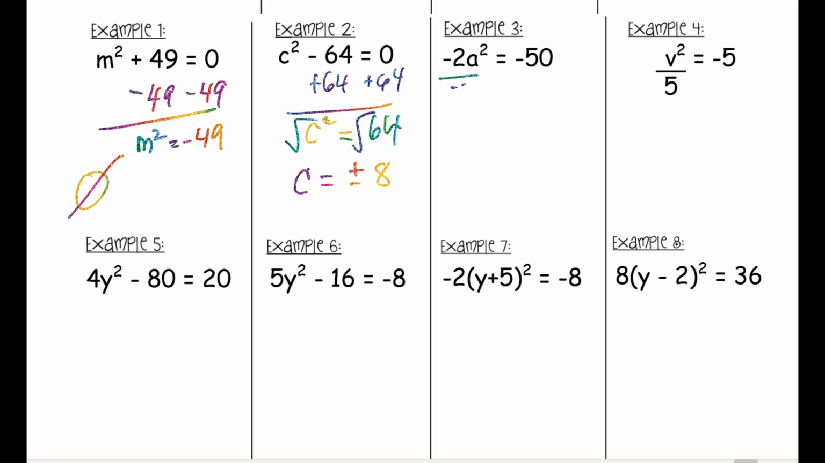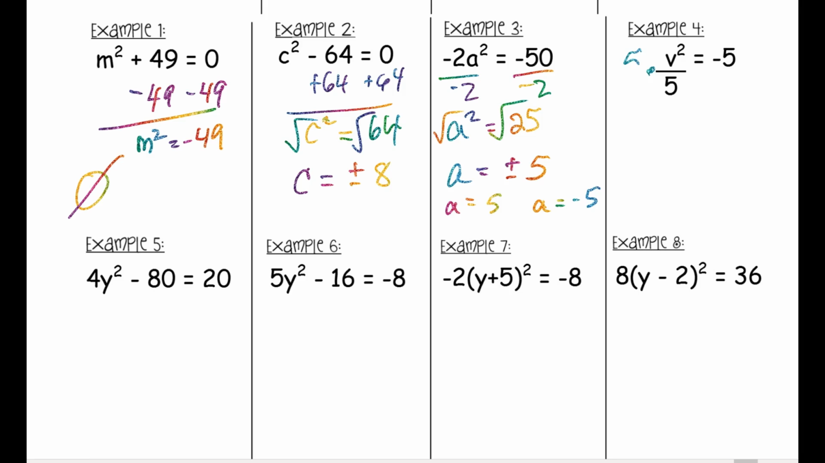All right, here we divide by negative 2. We get a squared is equal to 25. Now we take the square root, and a can be positive or negative 5. Again, we really have two equations: a is equal to 5 or a is equal to negative 5.